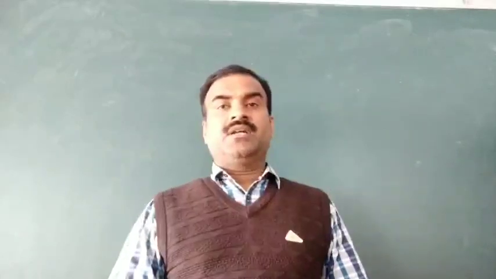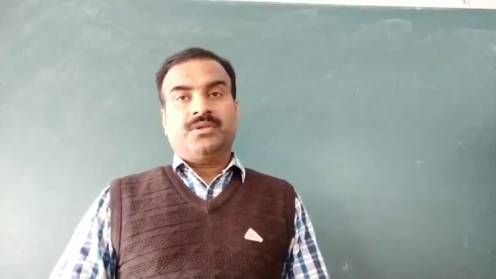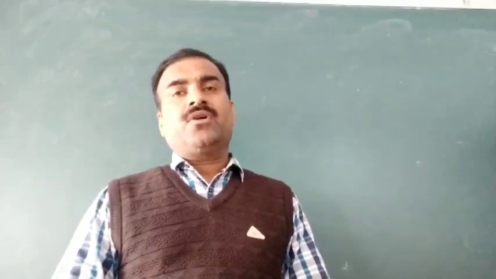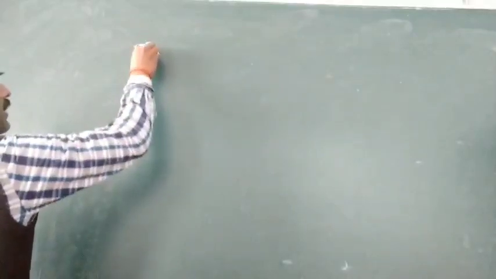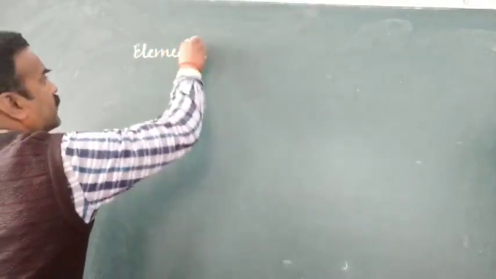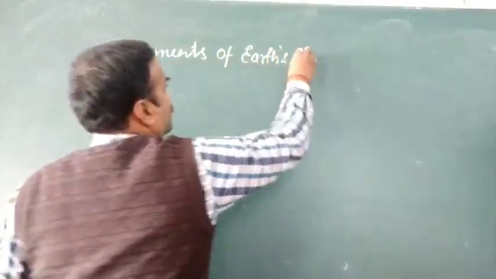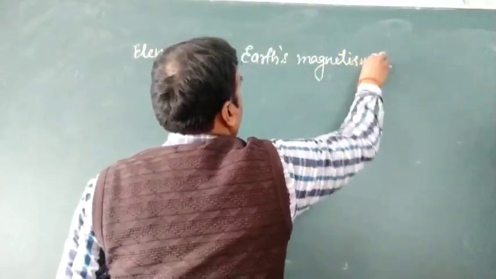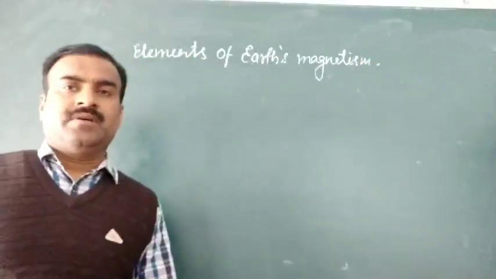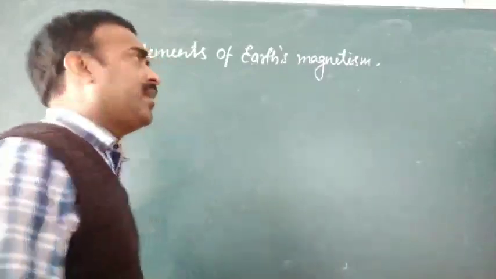Already in the previous session, I have completed chapter number 11, that is Electricity and Magnetism Part 2. Only a few topics were left. In the last session, what I explained was the elements of Earth's magnetism. So I have already explained that there are three elements of Earth's magnetism.